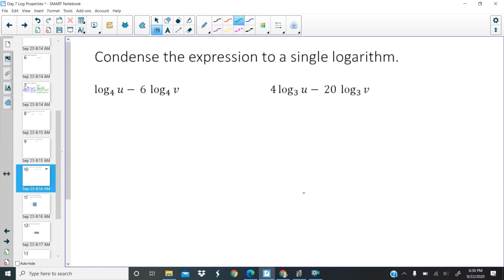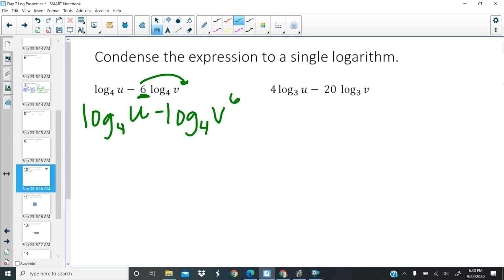So another scenario that you may come across is where you need to condense 2 logarithms down to one single logarithmic expression. So we have log base 4 of u minus 6 times log base 4 of v. So right now I can't combine them with the quotient rule quite yet because we have this 6. So I kind of need to work backwards with the power of a power rule and put that 6 back up in the exponent. So I would have log base 4 of u minus log base 4 of v to the 6th power. And then you can put those in parentheses if you want.